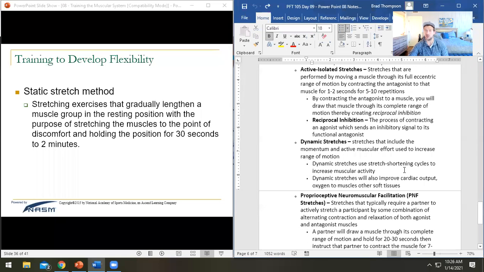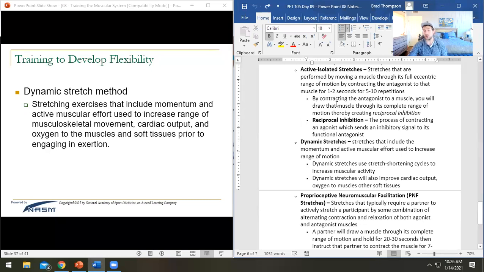That's why stretching works. Now we've got other types of stretches as well. We've got active isolated stretches. Active stretches are stretches where we actually perform it by moving our muscle through its full range of motion and contracting the antagonist muscle for 1 to 2 seconds. And then we repeat that for maybe 5 to 10 repetitions.